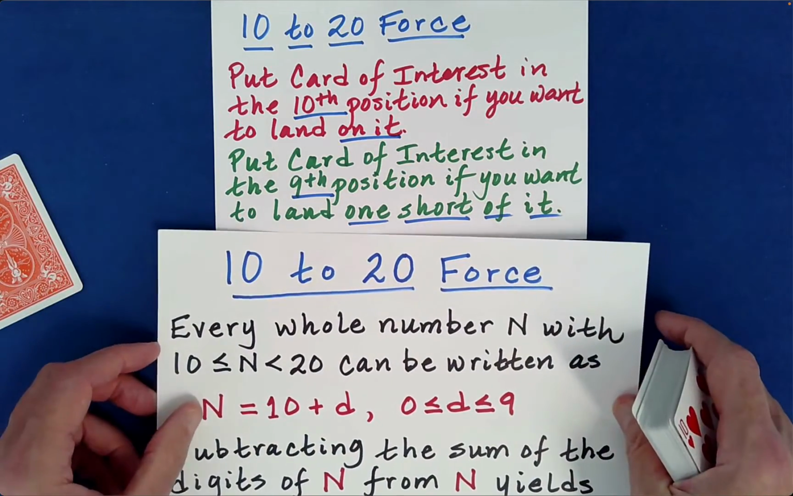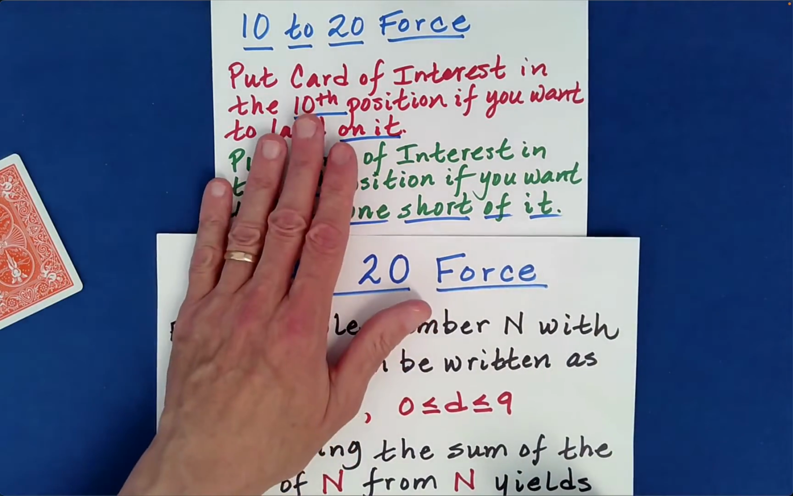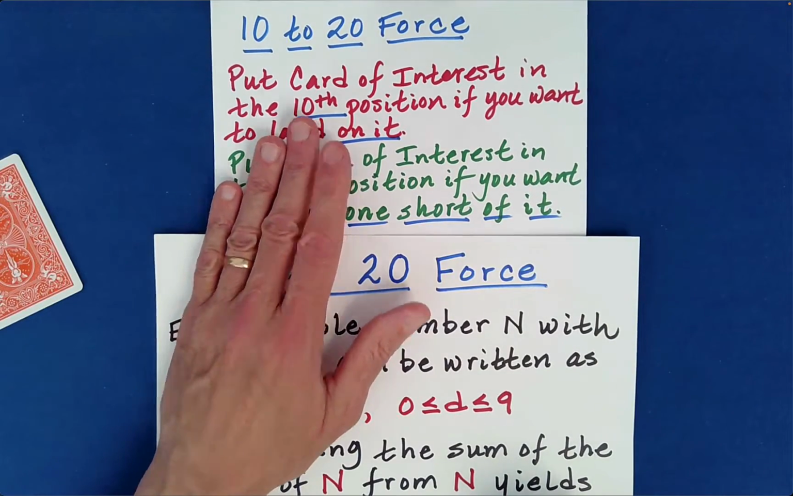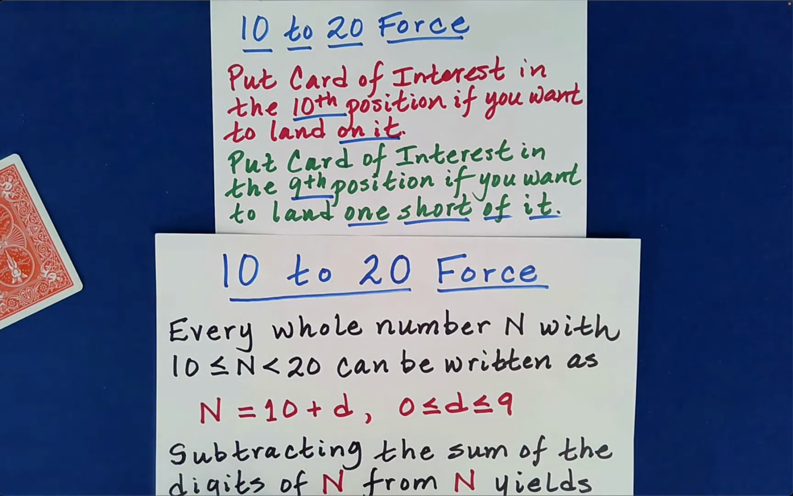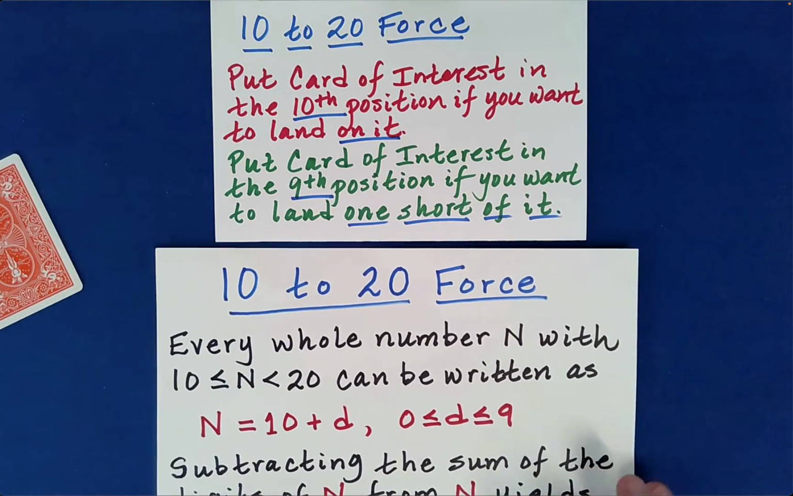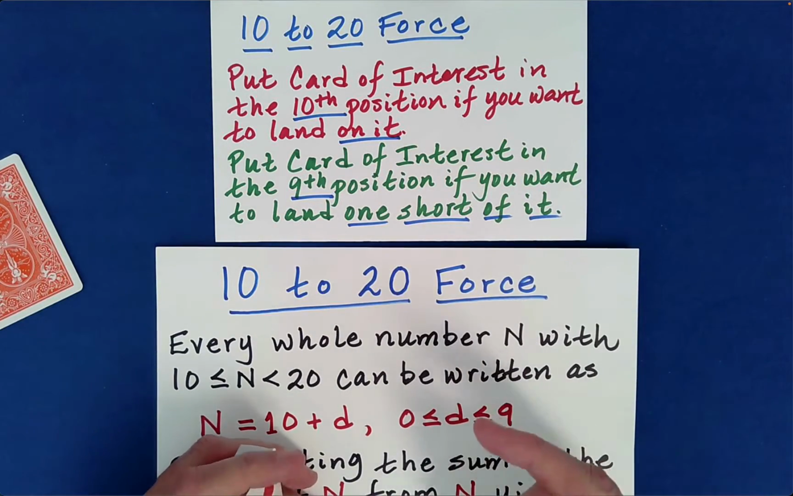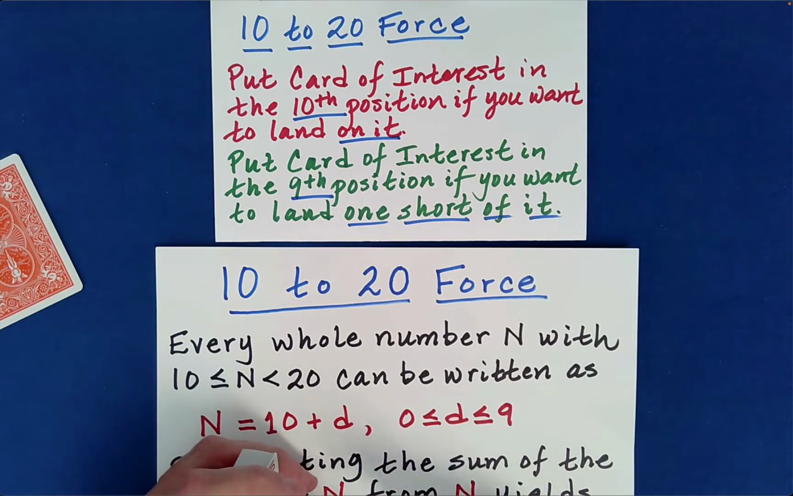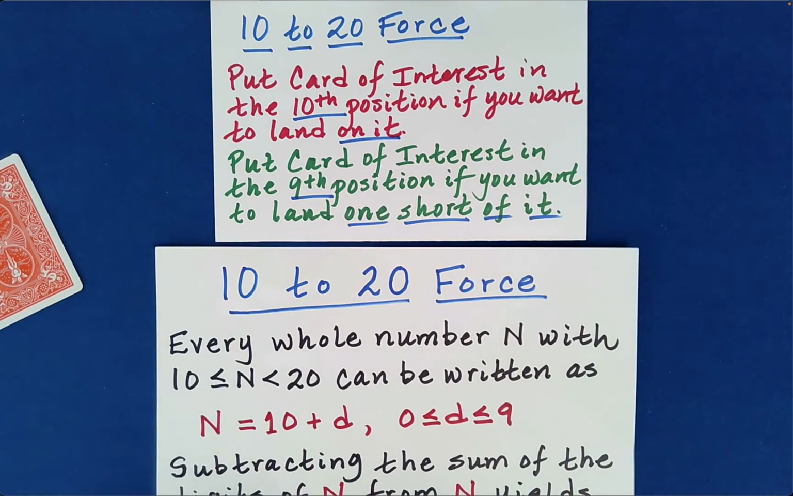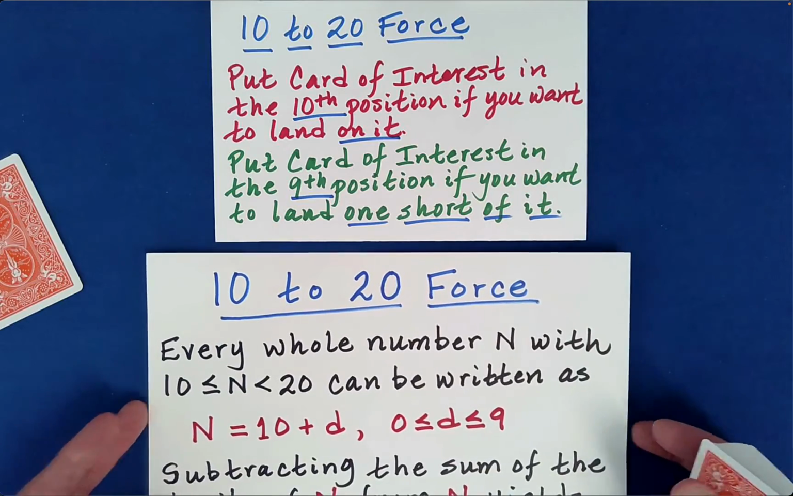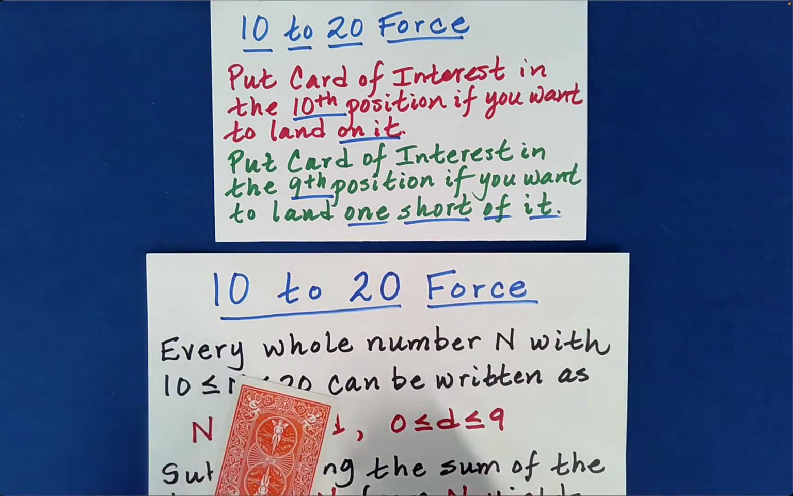Then, if that's the case, you'll need to put that special card in the 10th position from the top of the deck. If you want the spectator card or the special card to be the next one after the counting, then you'll need to put it in the 9th position from the top, okay? And we'll talk about why in just a second. So let's go ahead and just kind of illustrate that.